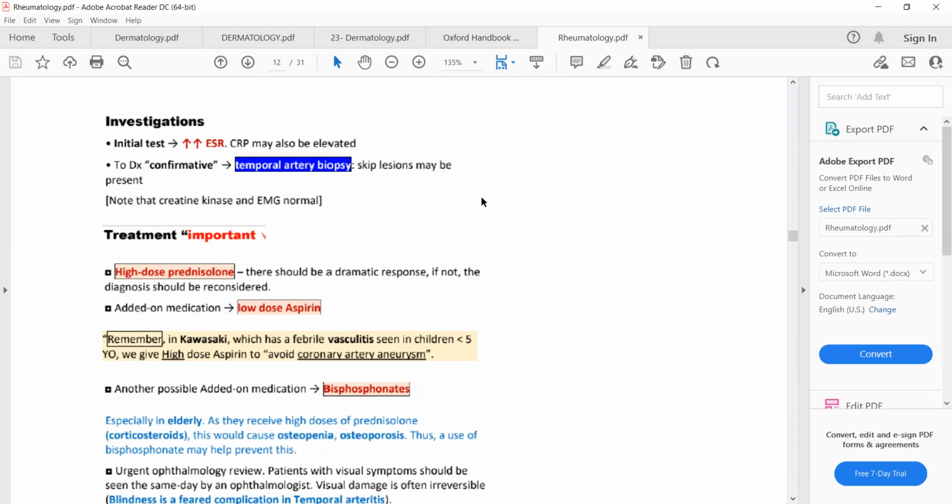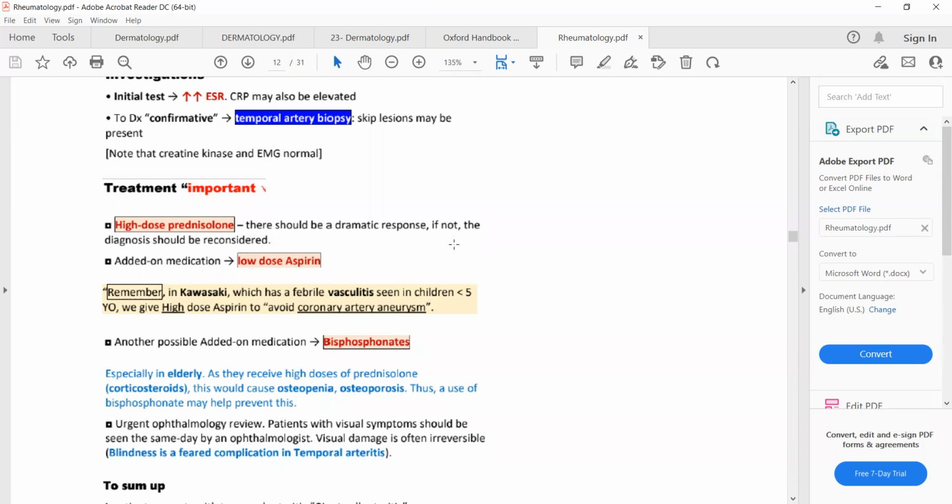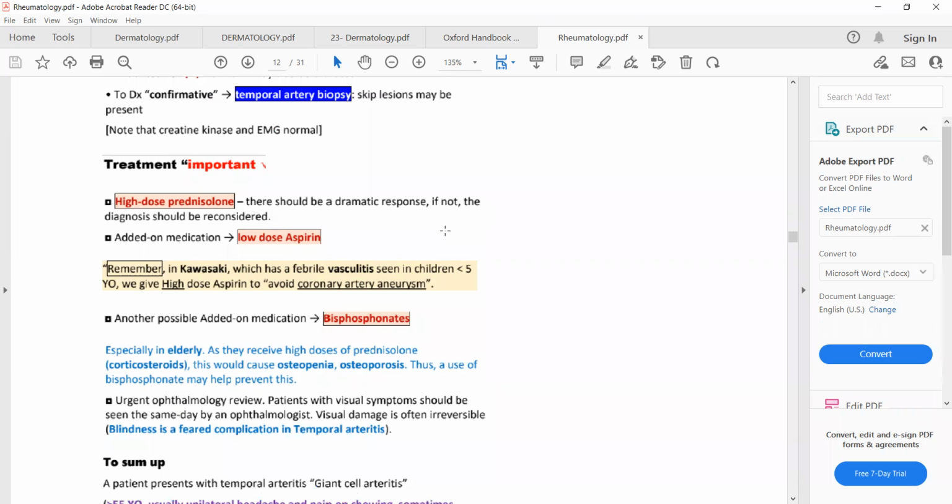The treatment, as it is an autoimmune condition, again is high dose prednisolone. Treatment for polymyositis and polymyalgia rheumatica was also prednisolone. And because it is a vasculitis and vasculitis can lead to thrombosis, that's why we need to add low dose aspirin as well.